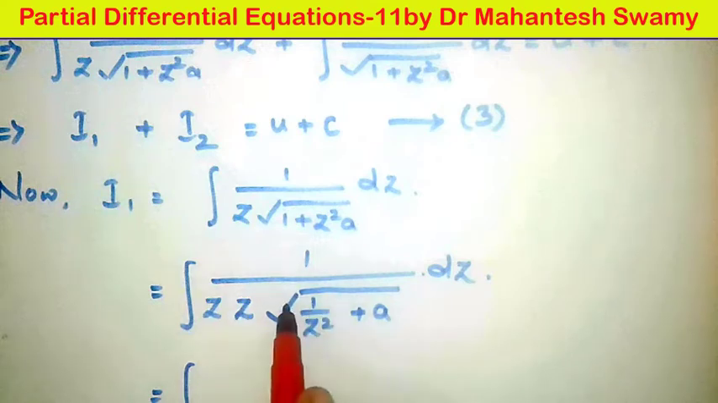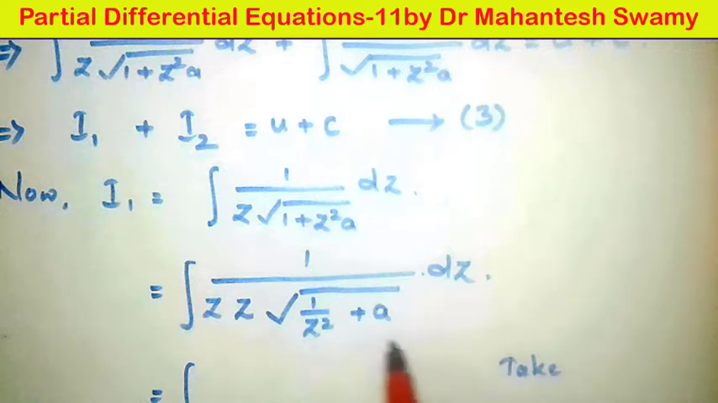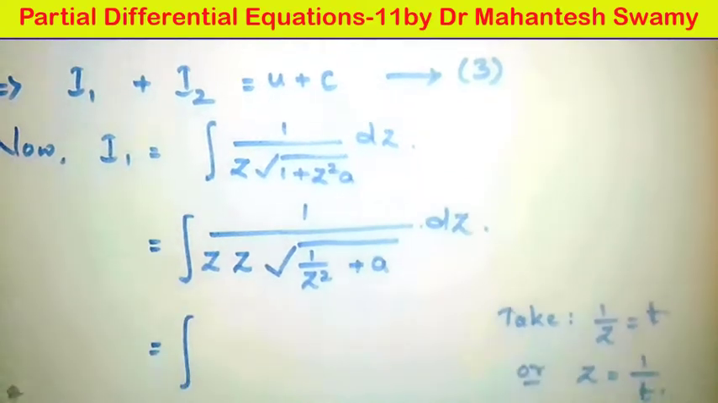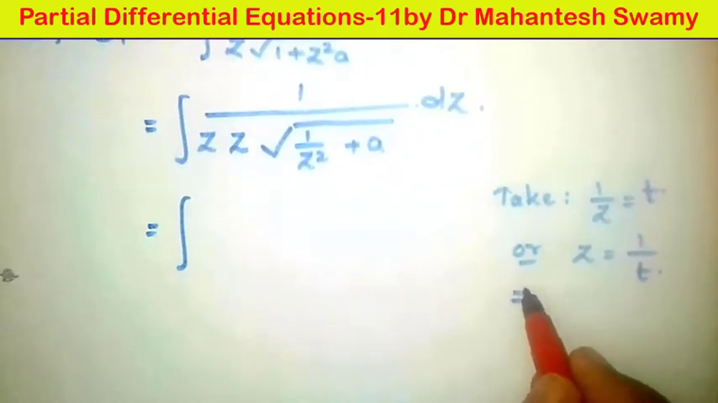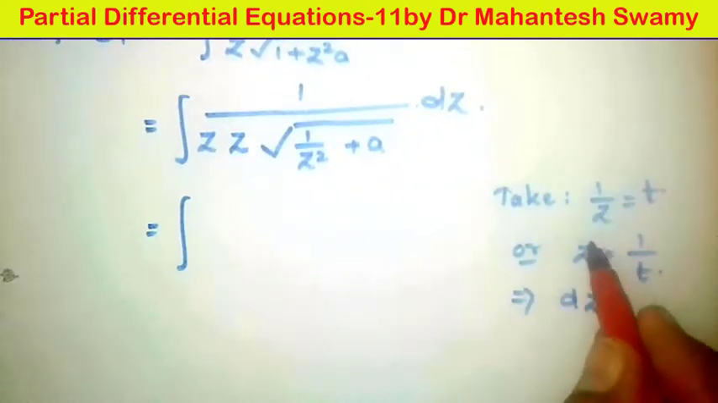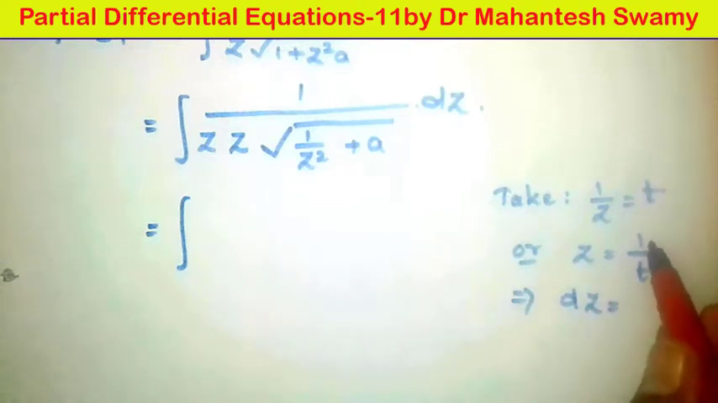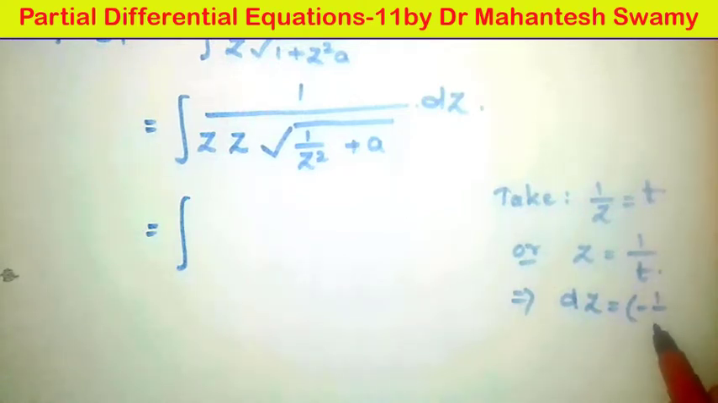Otherwise, before going to proceed further we shall take a substitution. Let us take a substitution. 1 by z equal to t. Take 1 by z equal to t, or z equal to 1 by t, and that makes dz equal to, differential of LHS is dz, differential of RHS is minus 1 by t square into dt.